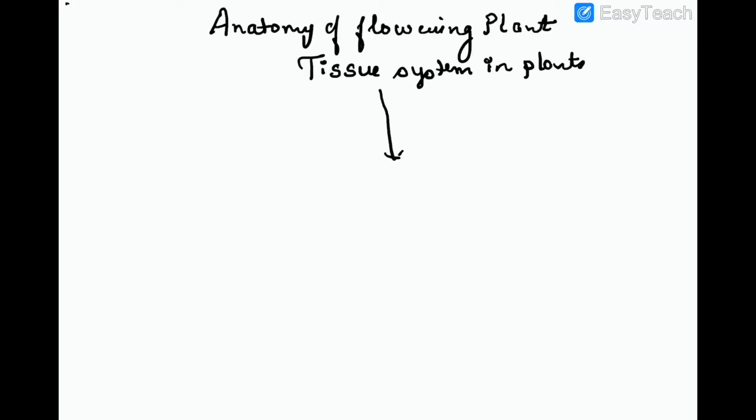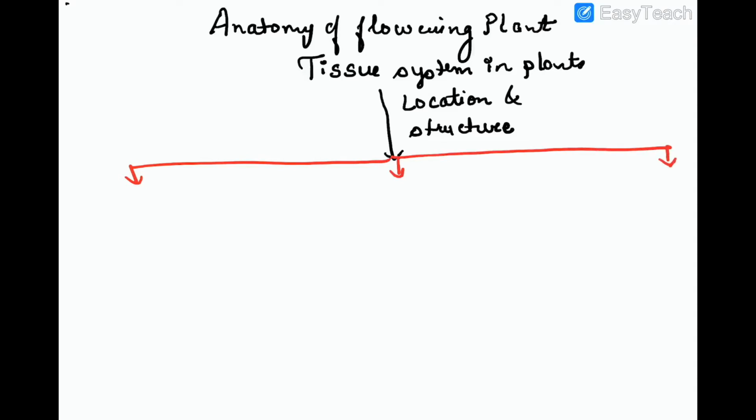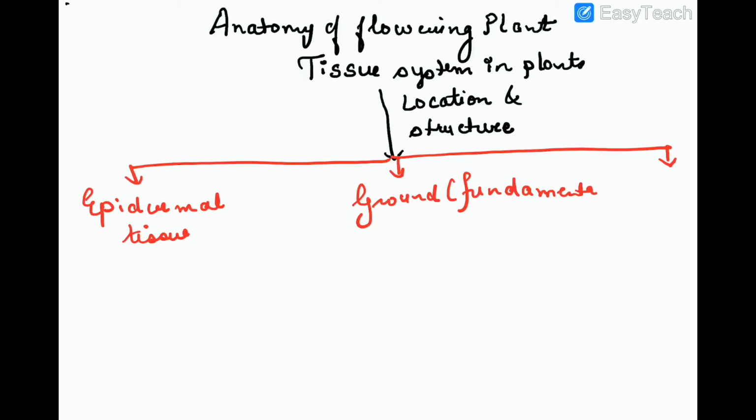Now, based on location and structure, the tissue system in plants is of three types: the epidermal tissue, the ground tissue, which is also called fundamental tissue, and the vascular tissue, which is also called conducting tissue.